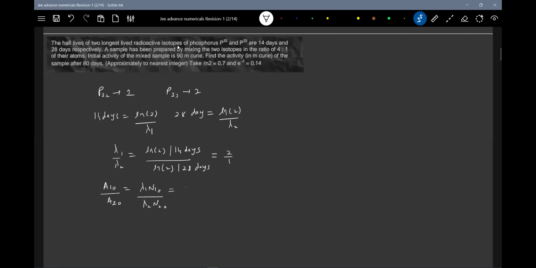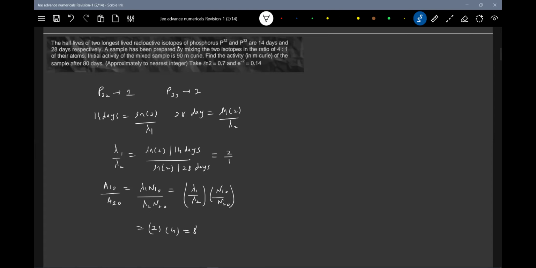So what is the decay constant ratio? Lambda 1 by lambda 2 is 2. What about the numbers in the isotopes? 4:1. So this will be 2, this will be 4. So this is the initial ratio of the initial activity.